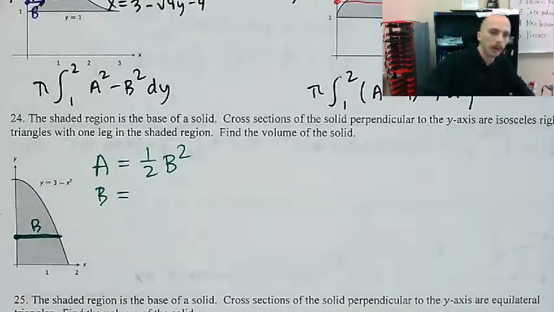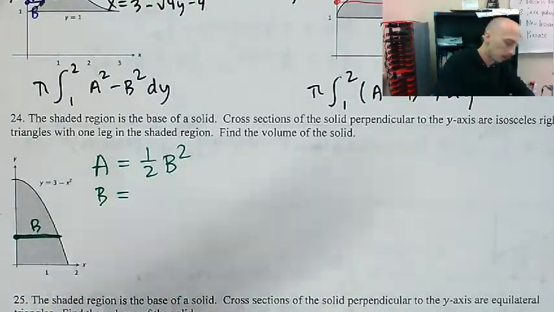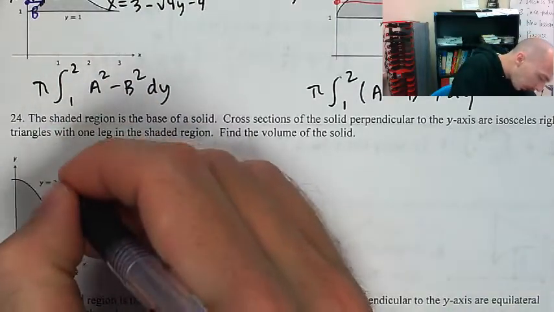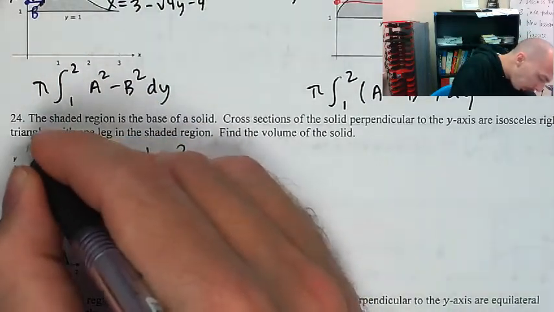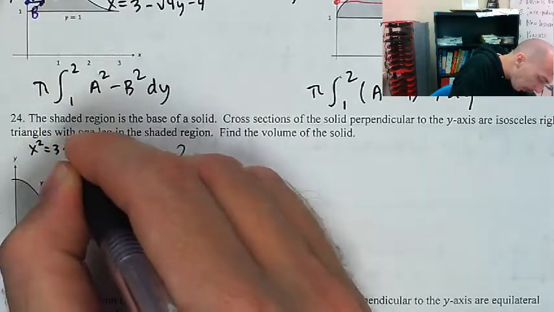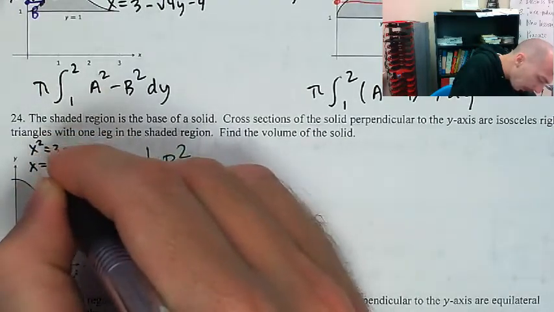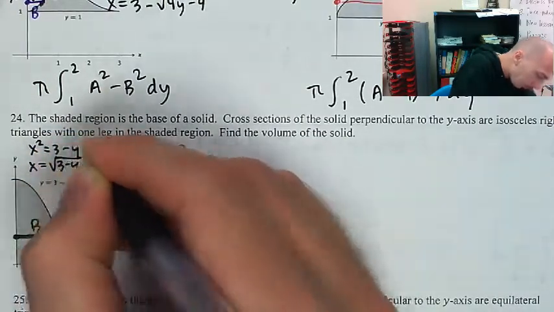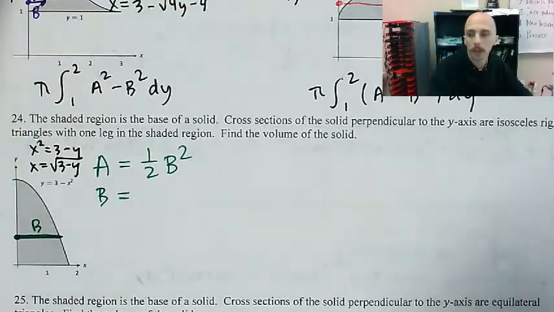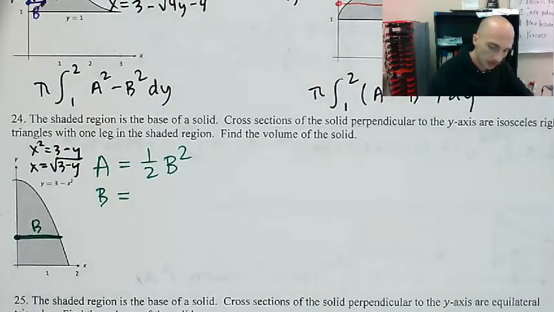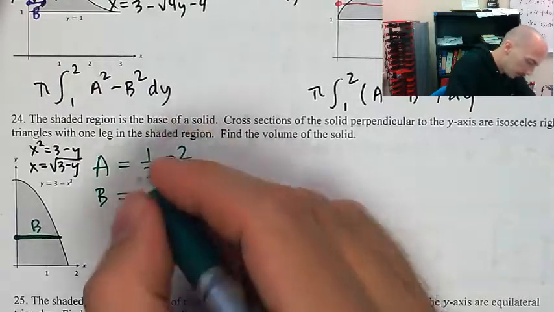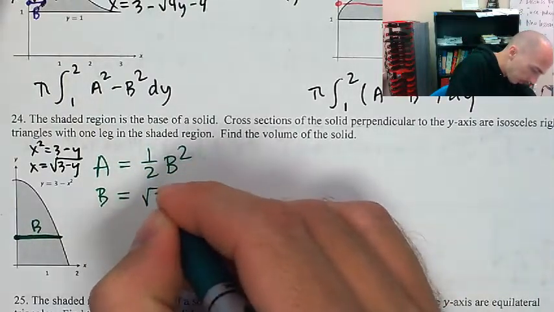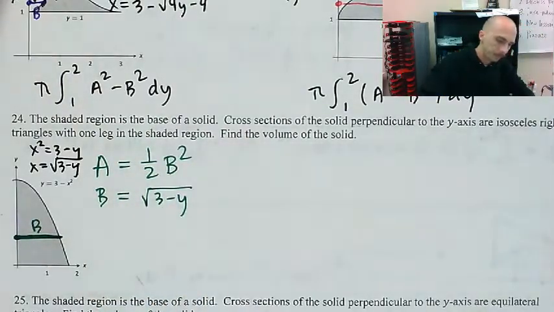Base is right minus left. Well, I need to get that as x as a function of y. So I'll get x squared equals 3 minus y. And x equals the positive square root of 3 minus y, because we are over here in a region where x is positive. And so b is the square root of 3 minus y.